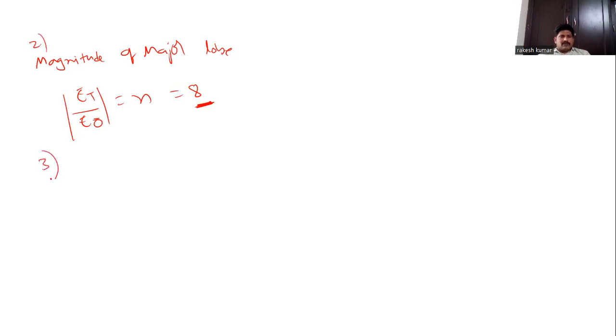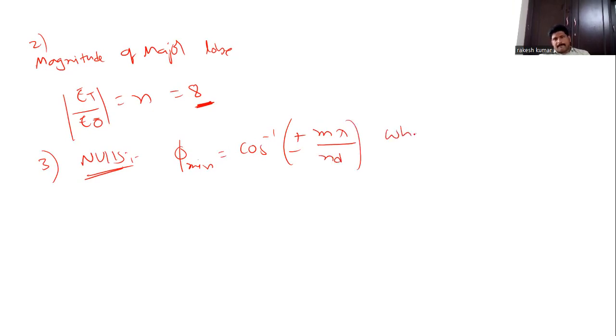Now let us calculate the third one. What is the third one? The third one is nulls. So what is the formula for the nulls in a broadside array? Phi minimum direction is equal to cos inverse of plus or minus m lambda by N d, where the value of m is equal to 1, 2, 3, 4. Okay. So now let's calculate the first null, second null, third null, fourth null, like that.